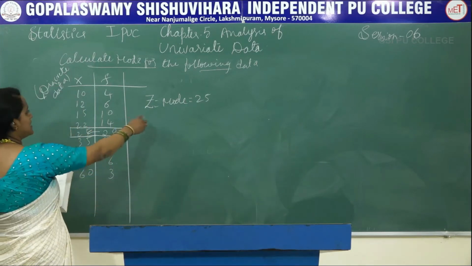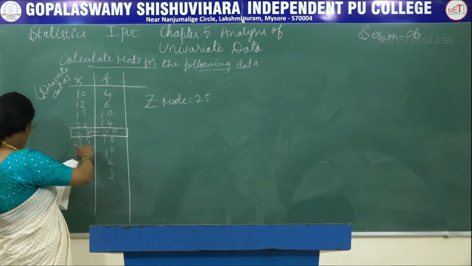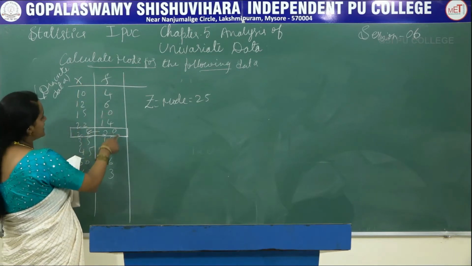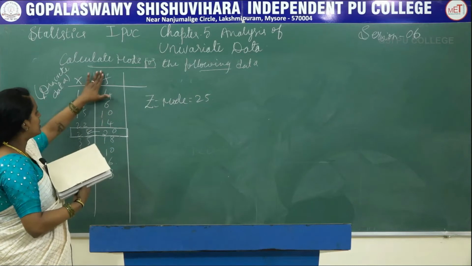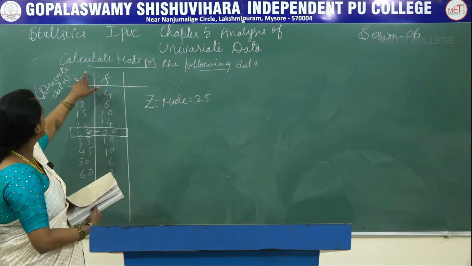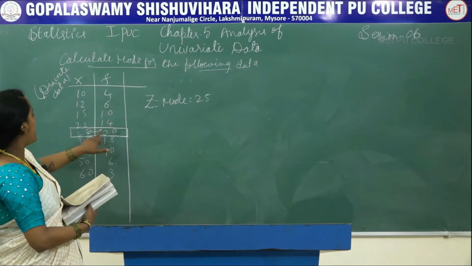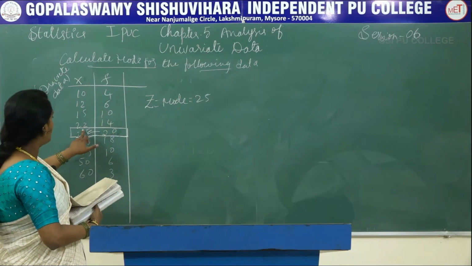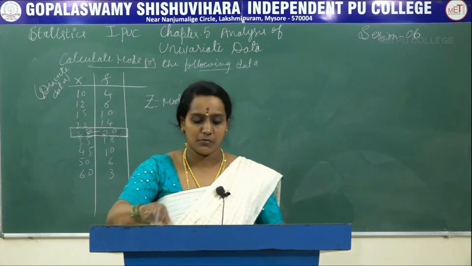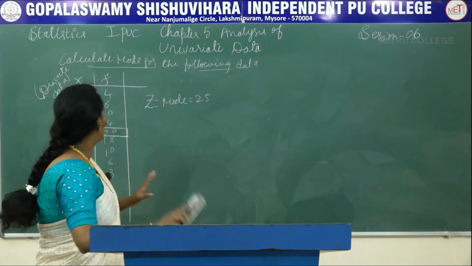See here, Z is the mode value of X. This is the value of X corresponding to the highest frequency. The highest frequency is 20, and corresponding to that the value 25 is there, so this 25 is our mode value.